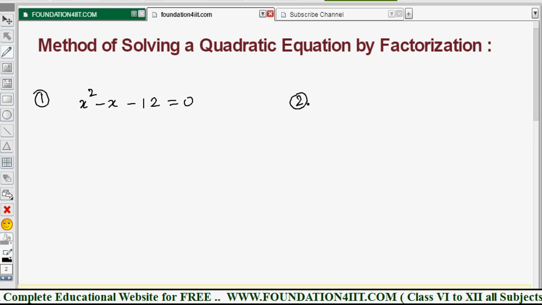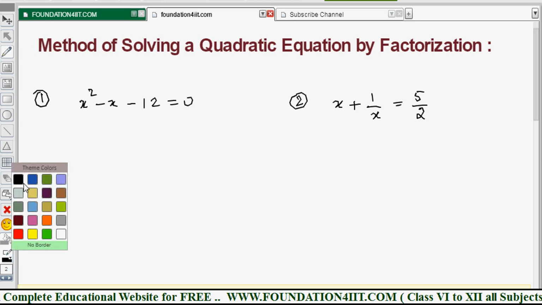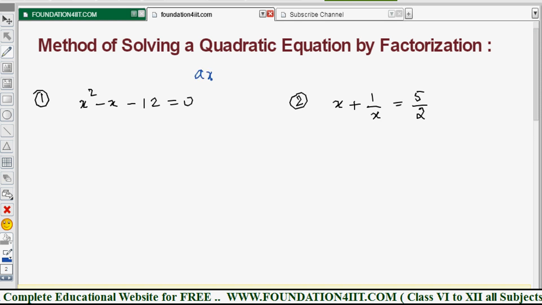Okay, let me take one more. Second one is x plus 1 by x is equal to 5 by 2. Okay. Now the first rule before solving a quadratic equation using the factorization method is we need to make the given equation free from fractions and radicals and put it into the standard form. So if any question has fractions, we should simplify it and put it into standard form. We already know the standard form of the quadratic equation, that is ax square plus bx plus c is equal to 0.